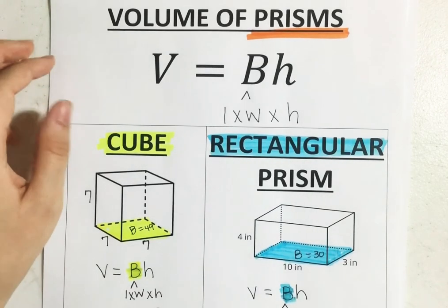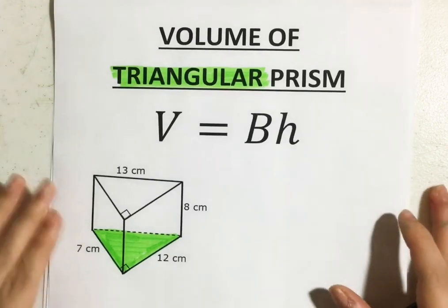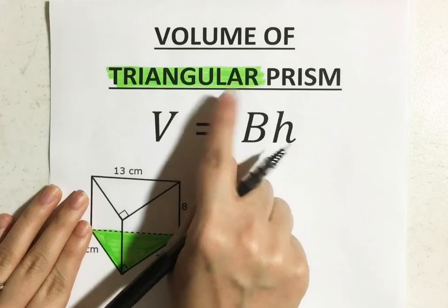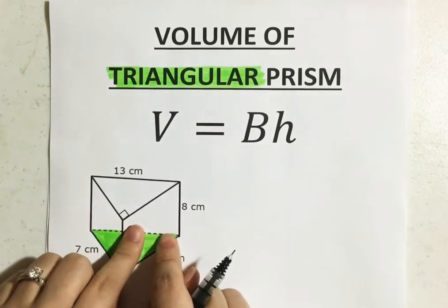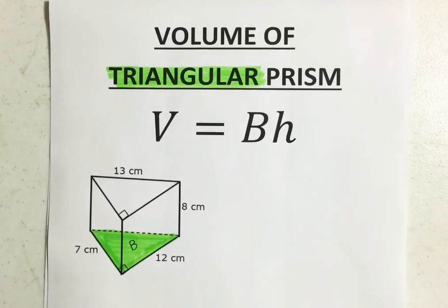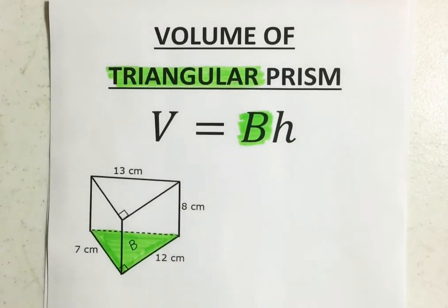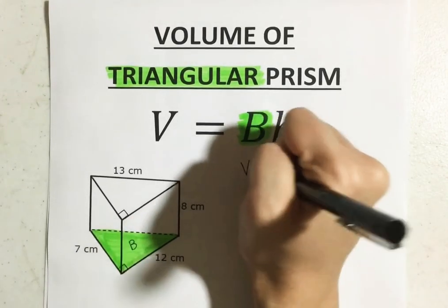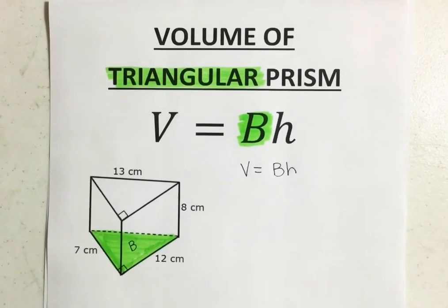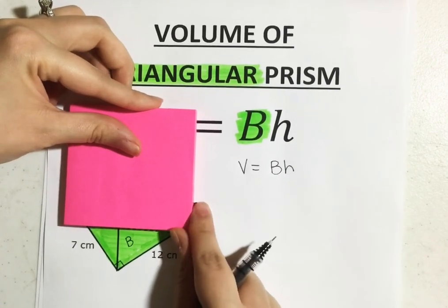Now, the triangular prism, it's a little bit more unique because on a triangular prism, it says triangular, your base is going to be a triangle, okay? So it's going to work a little bit differently. So let's focus on the base first. Okay, I'm going to work this one two ways. Let's do it with the formula. So my base is a triangle, okay? And I like to cover everything else just to focus on my base. So my base is a triangle.